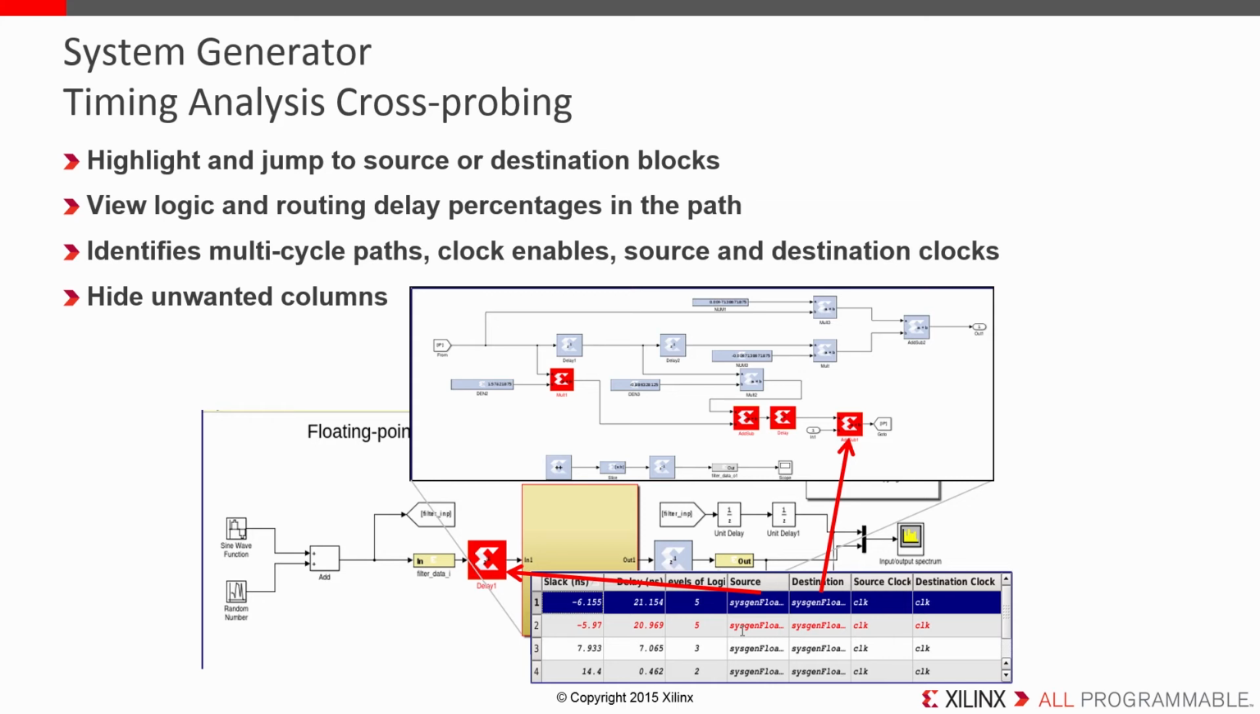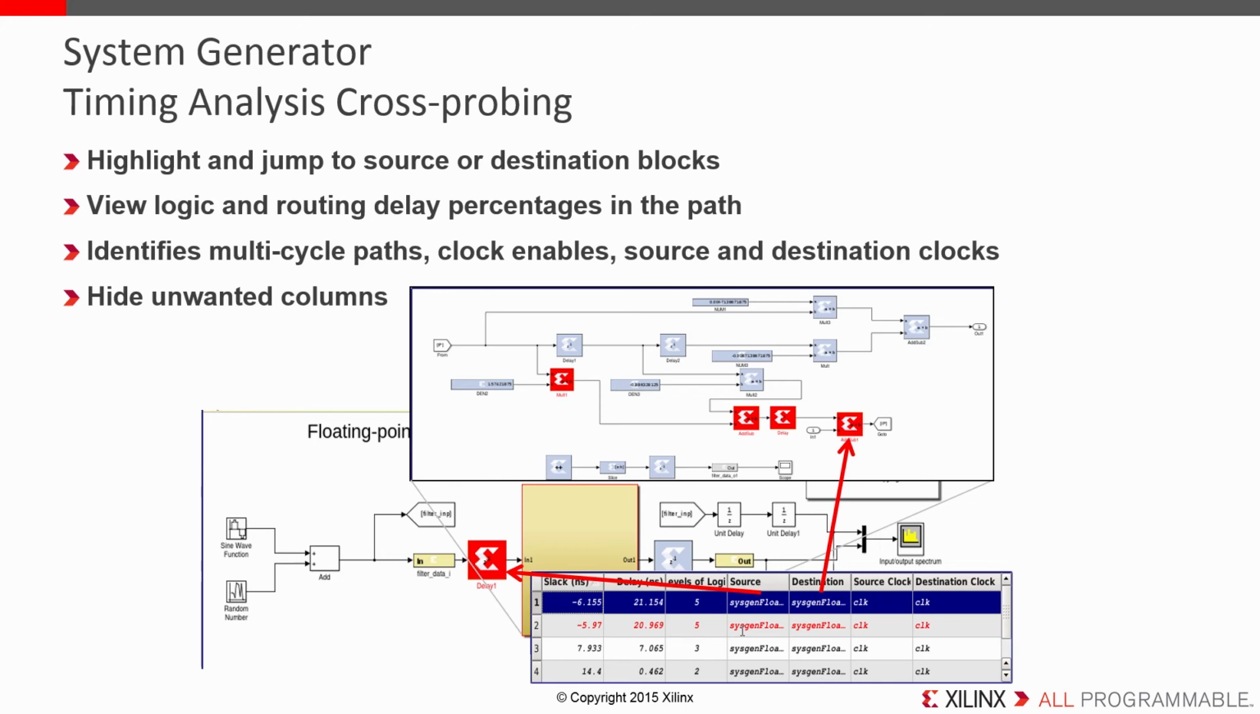By selecting any row in the table, we highlight and jump to the blocks in the path. We track through hierarchy and allow you to jump to the source or destination block by selecting within those columns. We show the logic and routing delay percentages in the table to help you understand if more implementation effort would solve the problem, or if pipelining or other steps should be taken. And the table is flexible by allowing you to hide or keep different columns and also relaunch the tool from the previously implemented design. The goal is to enable quicker analysis and iterations to close timing sooner.